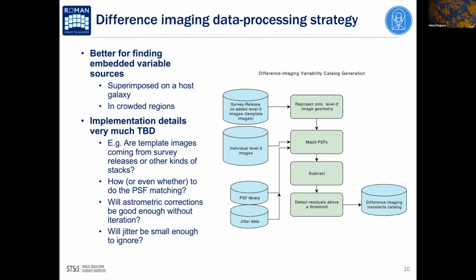The difference imaging would do PSF matching if necessary, subtract, detect residuals above the threshold, and produce a difference imaging transient catalog. Open questions are, how do we construct the templates? How or even whether to do the PSF matching? Are the astrometric corrections going to be good enough? Will the jitter correction be small enough? Some of these will be hard to determine entirely before flight, but you have to decide how much to invest in complicated algorithms if you think it's not going to be a problem.